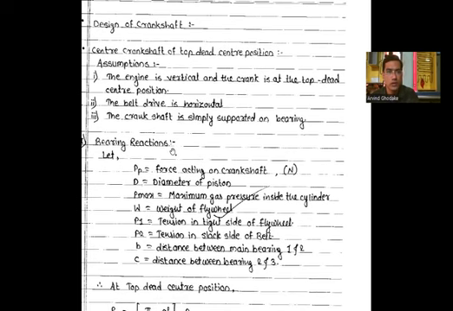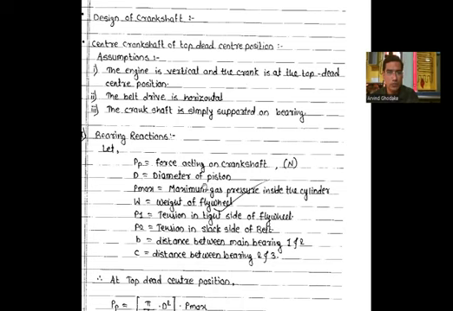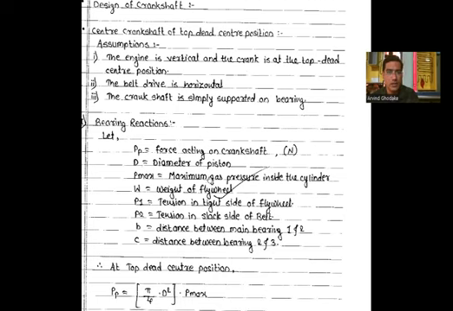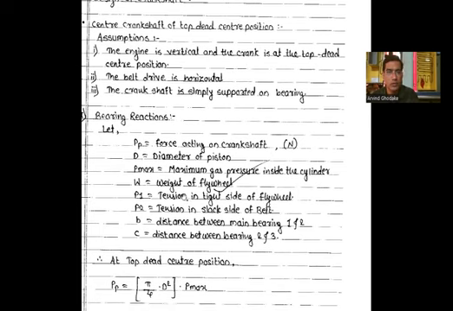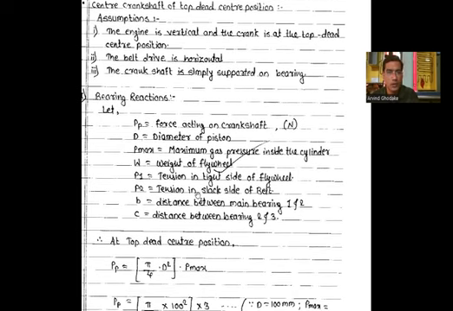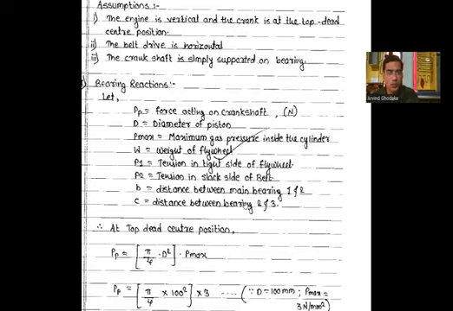First we have to calculate the bearing reactions. Let PP be the force acting on the crankshaft in Newton. D is the diameter of the piston. Pmax is the maximum gas pressure inside the cylinder. W is the weight of the flywheel. P1 is the tension in the tight side of the belt. P2 is the tension in the slack side of the belt. Small b is the distance between main bearing 1 and 2, and C is the distance between bearing 2 and 3.